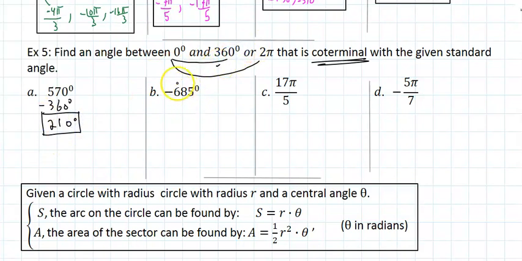Negative 680, that's too big. I add 360 to that. So I'm going to subtract those because it's one positive, one negative. That's negative 325 degrees. That's still not between 0 and 360. That means within one rotation. So if I subtract this from 360, that would be 35 degrees.